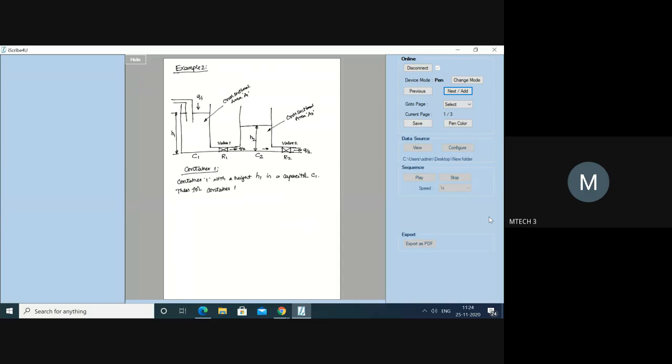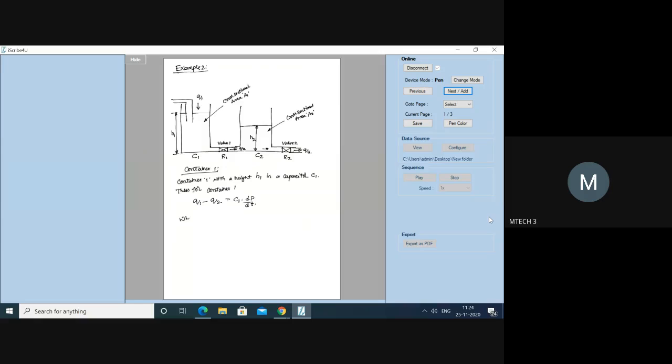what is the equation for container 1? Go back to the previous one. For a capacitor, Q1 minus Q2 is equal to C into dP by dt. Now here, how many containers are there? Two containers. Therefore, C1 dP by dt.